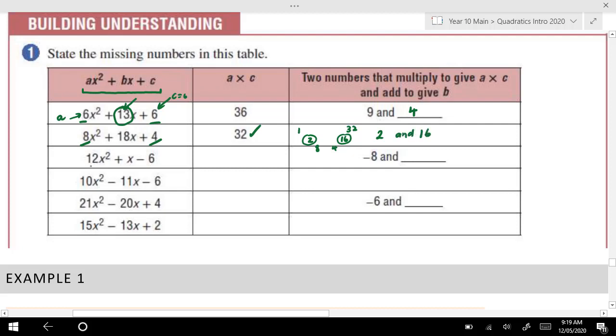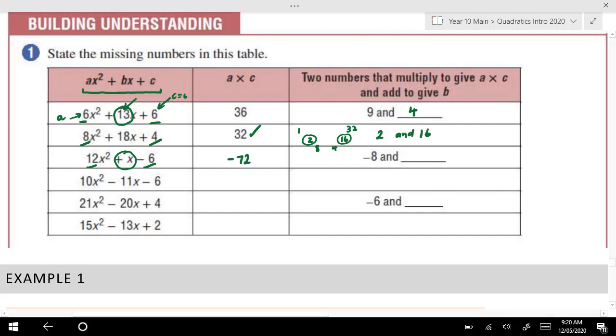Let's do the same thing. We've got 12 and minus 6, so they've got it. When we multiply those together, we want two things which multiply to give minus 72, 12 times minus 6. And of course, now what we've got to do is they've got to add to give the coefficient of the middle term, which is 1.